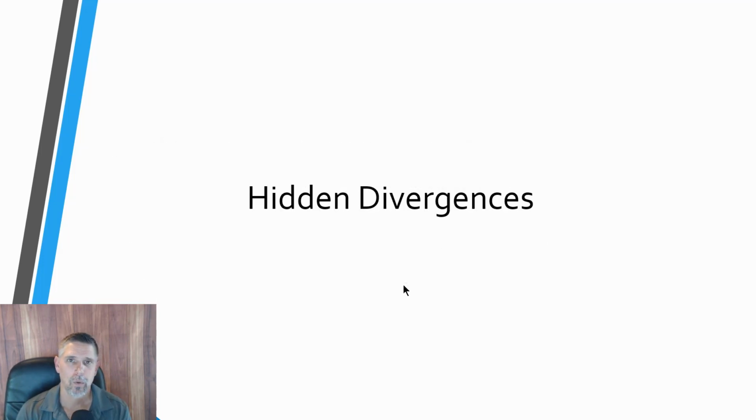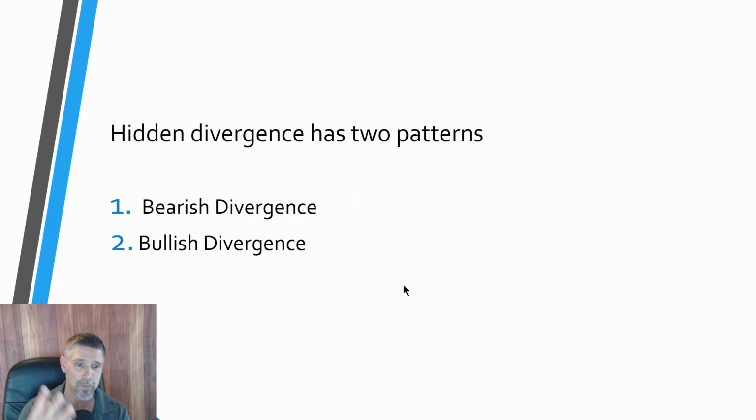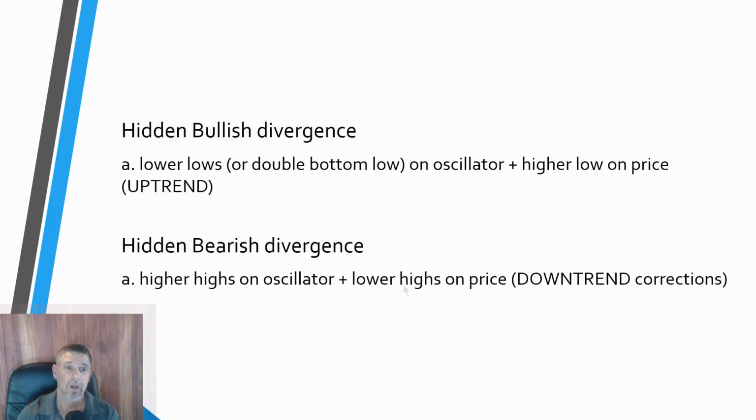Now, what is a hidden divergence? Some of y'all may not have heard of this concept. Maybe you're just, you know, that regular divergence that we always get, right? Well, here is a hidden divergence. A hidden divergence has two patterns, just like the regular divergence, a bearish divergence and a bullish divergence. All right, so let's talk about the concept of a hidden bullish divergence. Lower lows or a double bottom on the oscillator or indicator and a higher low on the price in an uptrend.